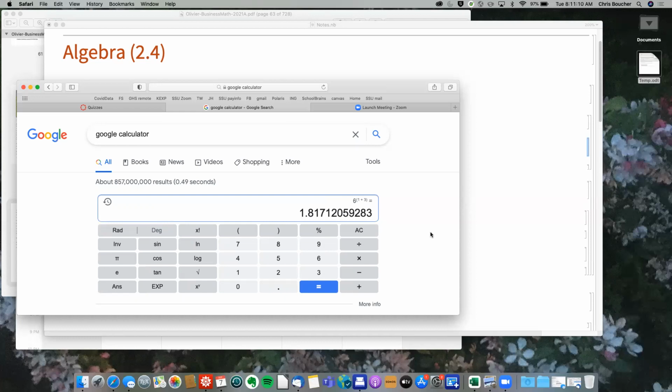And so now if you took your calculator and you did 1.817 times 1.817 times 1.817, you should get about 6, up to rounding. It's the cube root of 6.